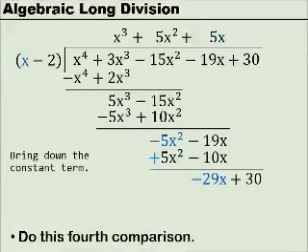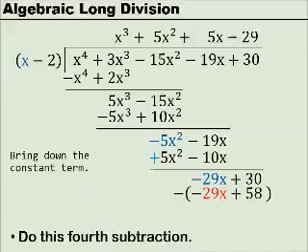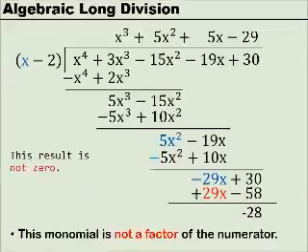The result is a minus 29x, and we need a comparison on this fourth time, giving us a minus 29. So we do the 29 times 2, and get a 58. The 58 is going to give us a subtraction that's going to be non-zero. This minus 28 is that result. So the monomial here is not a factor of the numerator.